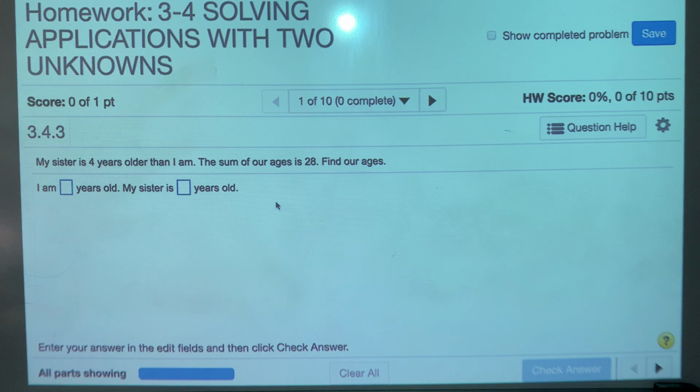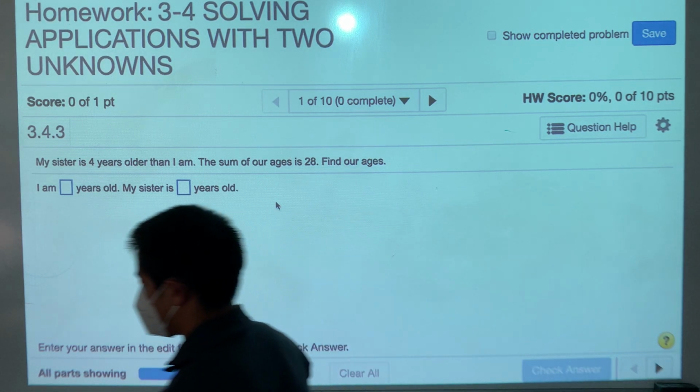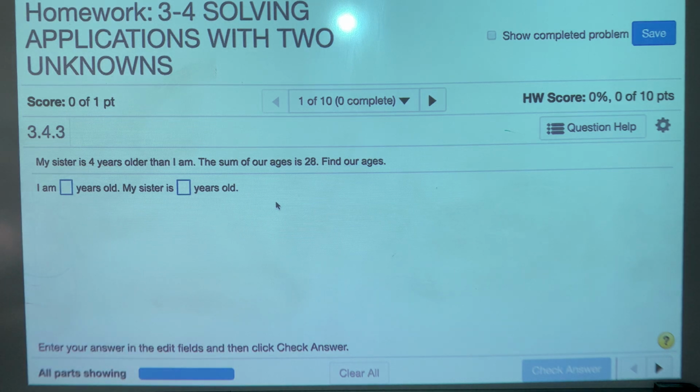Okay, so in the previous section, we solved applications with one unknown. Now what we're going to do is solve it with two unknowns. Let's just break it down one step at a time, shall we?